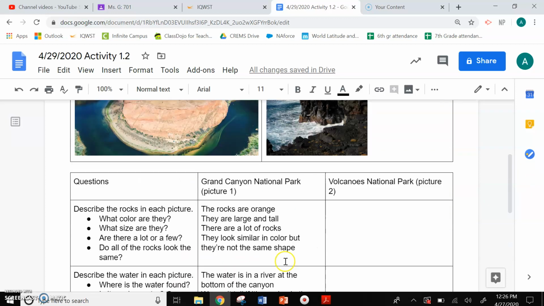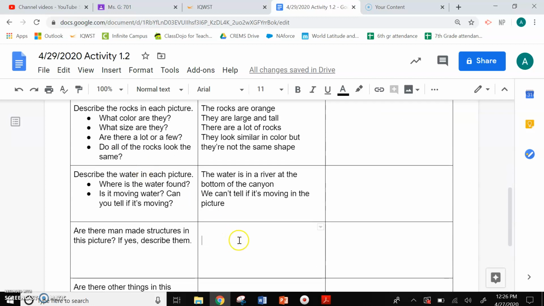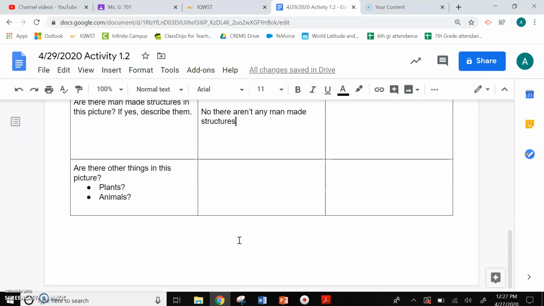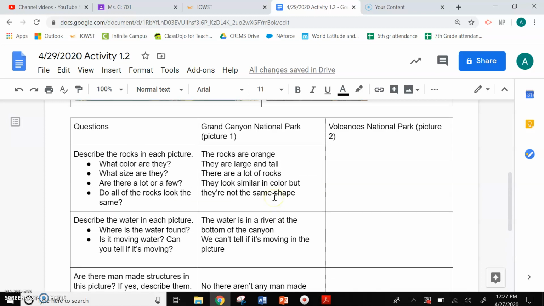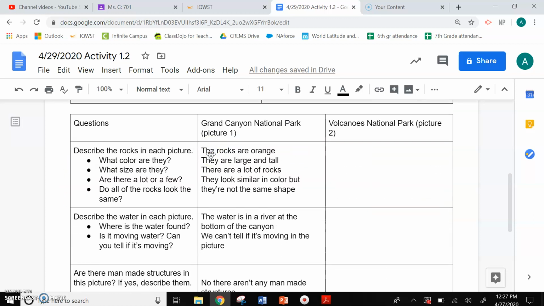Are there man-made structures in this picture? So when I'm talking about a man-made structure, I mean like, are there stairs? Is there a road? Are there sites that people can pull off their cars, like parking lots, things like that? In this picture, I don't see any of those. And last, are there other things in this picture like plants or animals? So I do see some green bushes and shrubbery, but I can't see any animals in this picture.